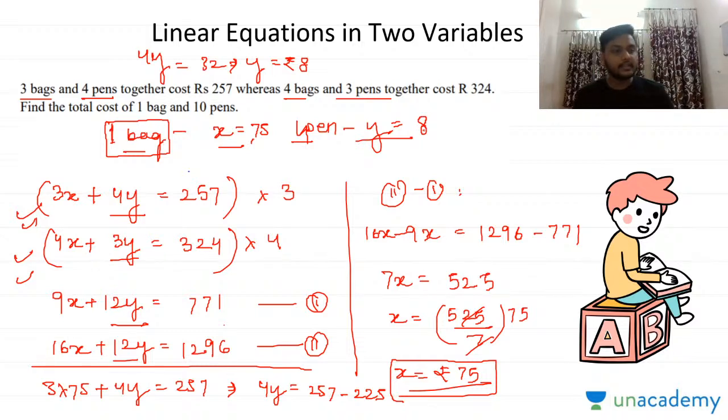So now you can say that the cost of one bag is 75, and the cost of one pen is rupees 8. Correct? Now understand. If you see, guys, I'm just removing some parts from here.